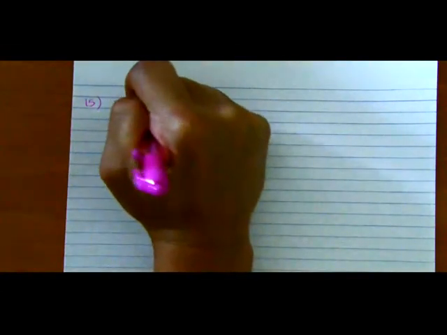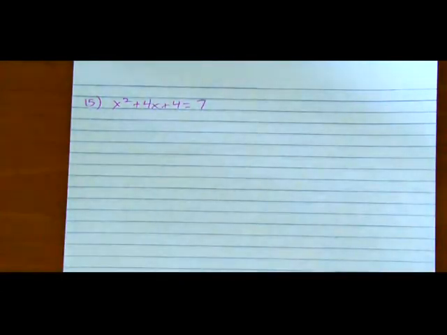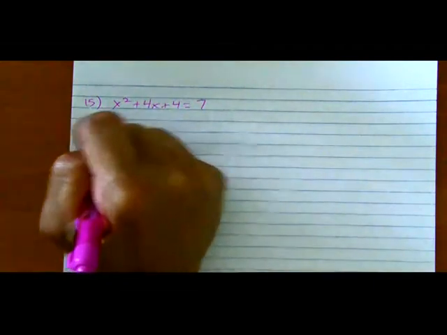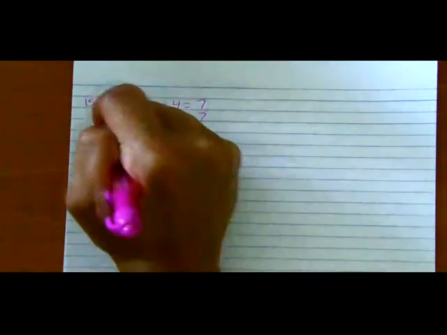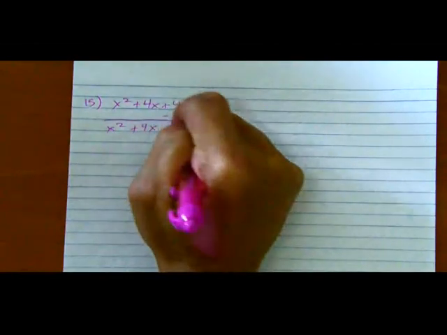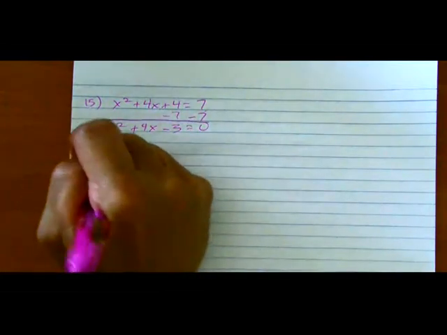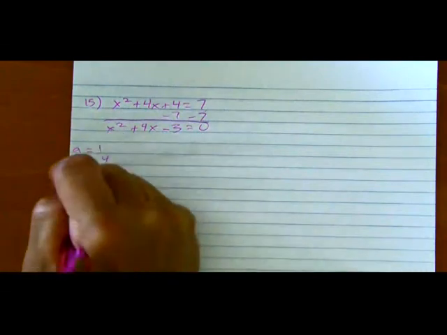Number 15. X to the second plus 4x plus 4 equals 7. We need to get a standard form. So we need a 0 inside. I'm going to get rid of the 7. A is 1. B is 4. C is negative 3.